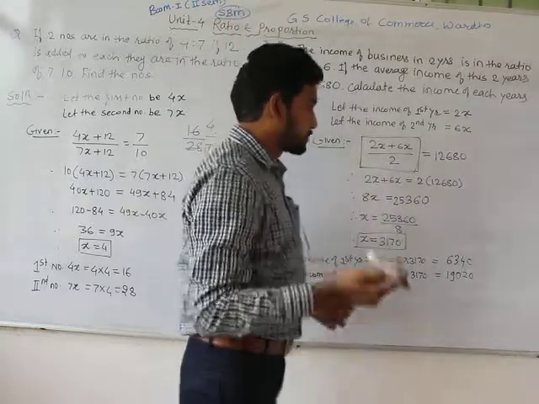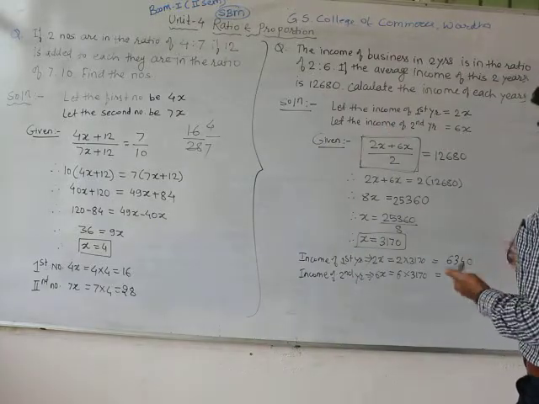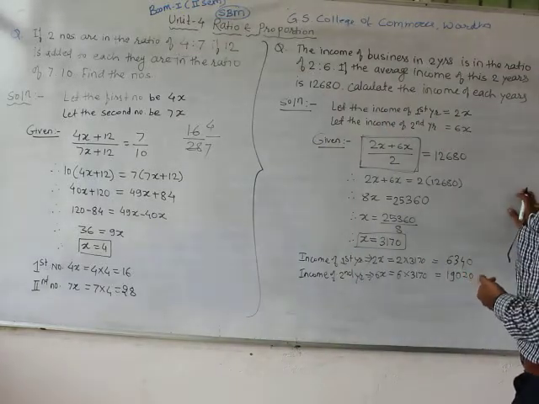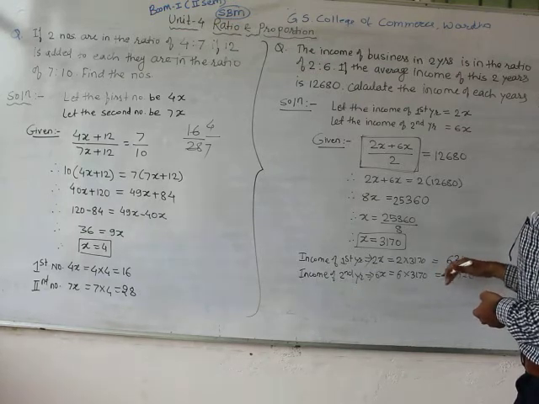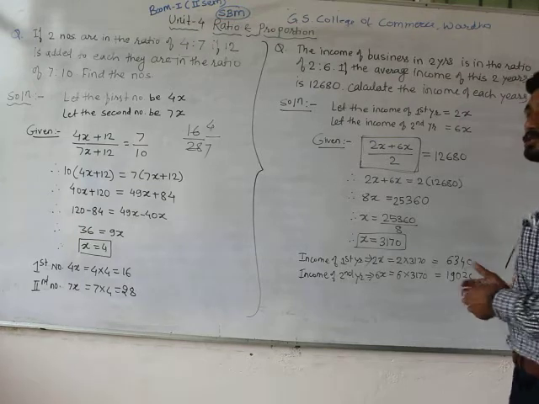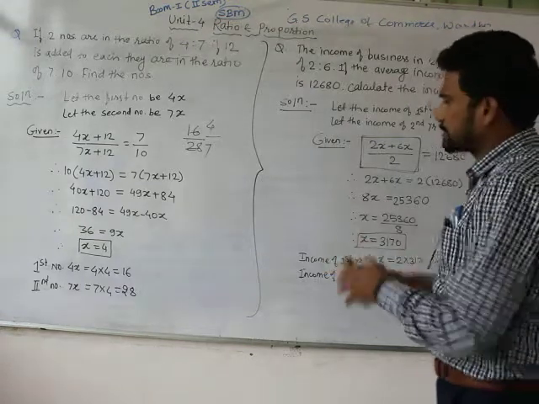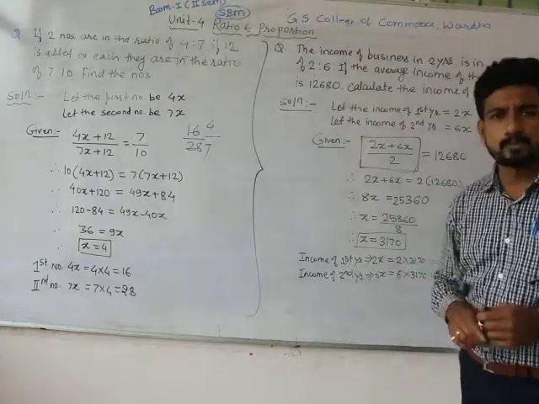Again, if you want to cross check the values, you can do that. We can find out the sum and check whether it is 25,360 or not. 19,020 plus 6,340, you will have the answer 25,360. So this way, these are the problems of business mathematics, particularly of ratio and proportion.